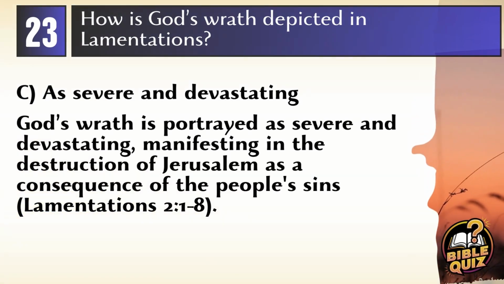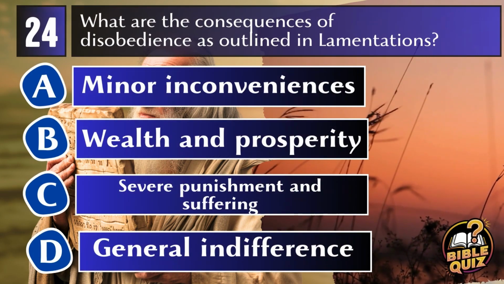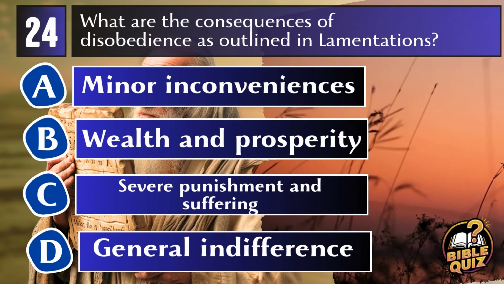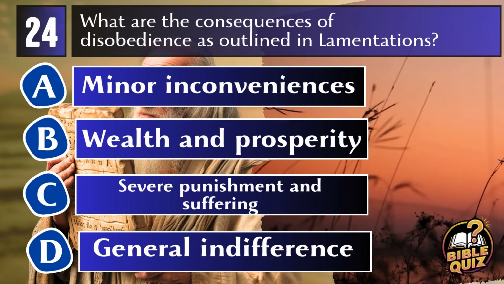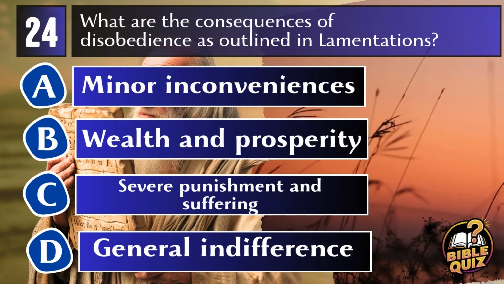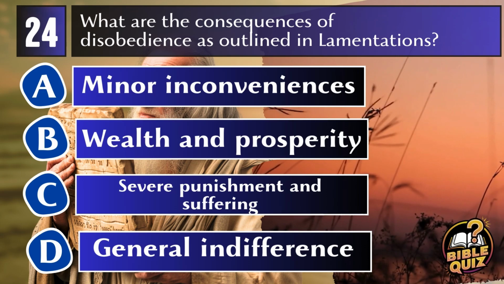Answer: C. As severe and devastating. God's wrath is depicted as severe and devastating, directly linked to the catastrophic destruction of Jerusalem as a just response to the people's sins. Lamentations 2:1-8. Question 24. What are the consequences of disobedience as outlined in Lamentations? A. Minor inconveniences. B. Wealth and prosperity. C. Severe punishment and suffering. D. General indifference.